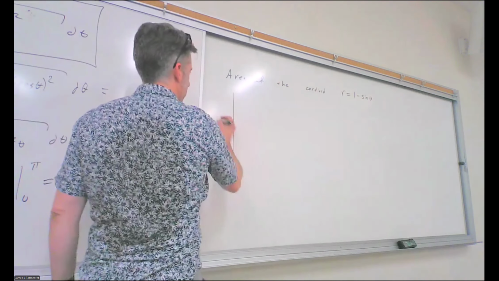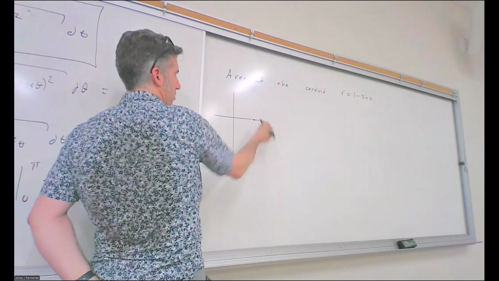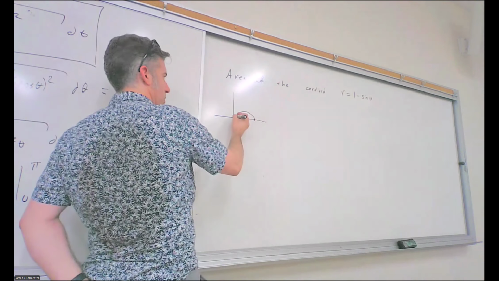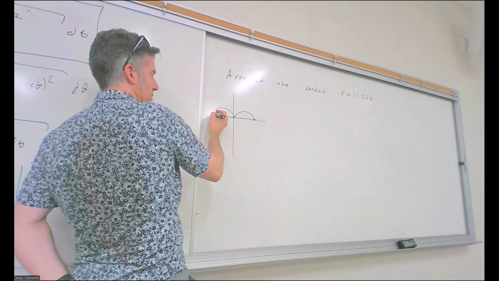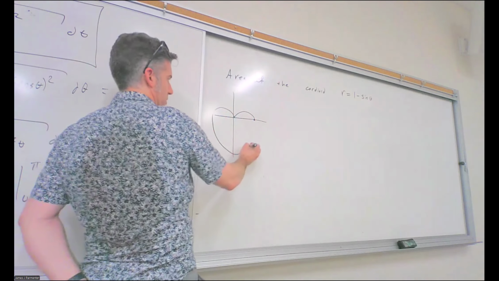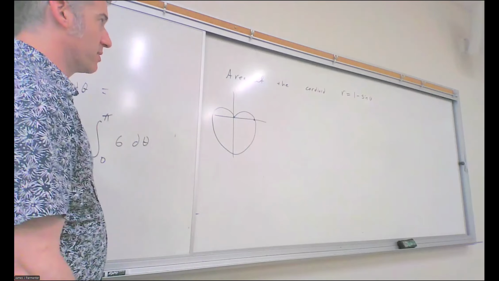This is your reminder, right? Because when theta equals 0, you get 1 minus 0. When theta is pi over 2, you get 1 minus 1. When theta is pi, you get 1 minus 0. When theta is 3 pi over 2, you get 1 minus negative 1, which gives you 2. So now we'd like to find the area of this cardioid.